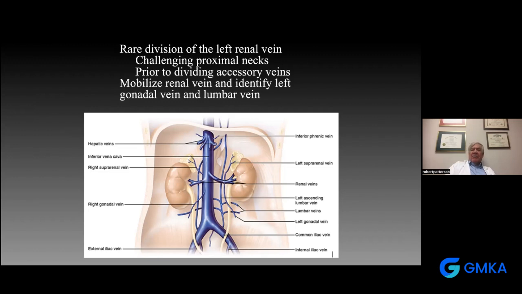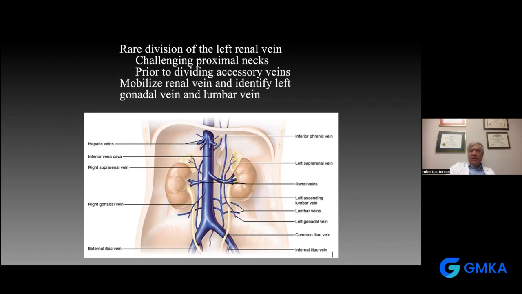Occasionally, I will divide the left renal vein if I can see that I'm going to have difficulty with the proximal neck, and I don't want to be fighting with a vein after I mobilize it. Usually, I will mobilize the vein by dividing the gonadal and the lumbar veins, and occasionally, but not generally, the adrenal veins. But if you're planning to divide the left renal vein, you need to make that decision early to allow the collateral venous drainage to decompress the renal vein.